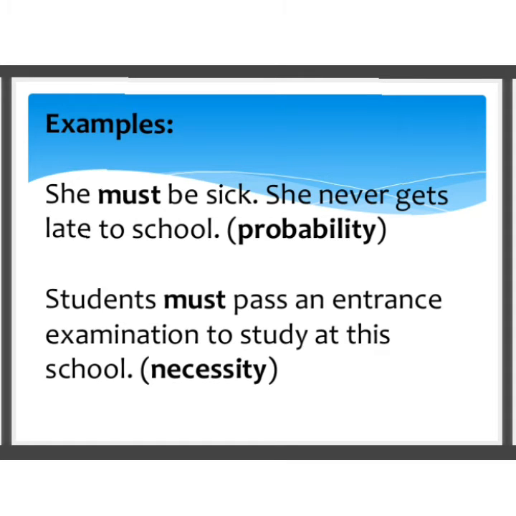In number 1, she must be sick. She never gets late to school. There is a probability of sickness. In number 2, the student must pass an entrance examination to study at this school. There is necessity to pass the entrance exam.